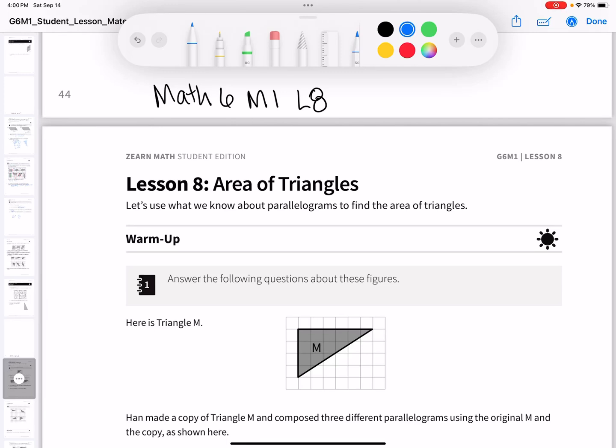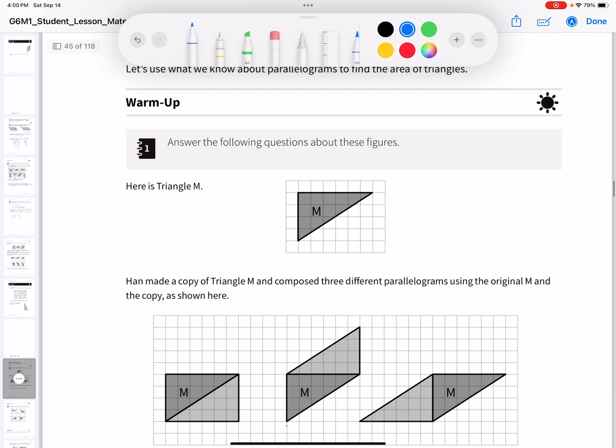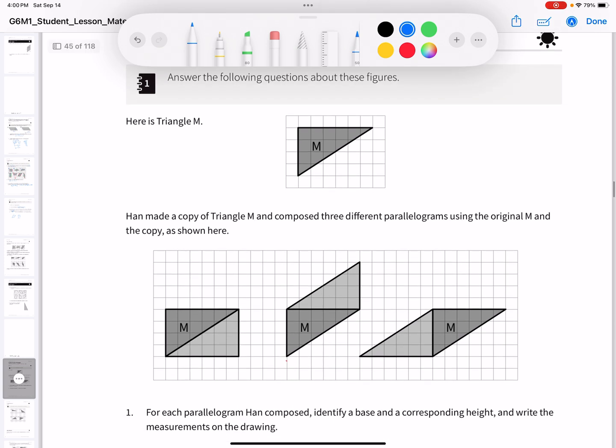Today we're doing Math 6, Mission 1, Lesson 8, Area of Triangles. Let's use what we know about parallelograms to find the areas of triangles. Here's triangle M. Han made a copy of triangle M and composed it into 3 different parallelograms using the original M and the copy, as shown here.